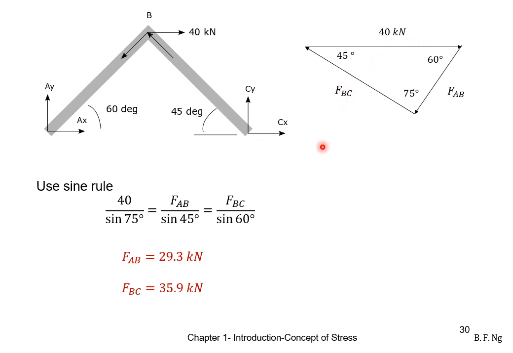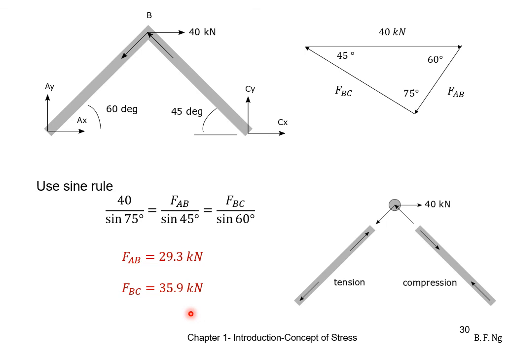Using the sine rule, 40 kilonewtons divided by sine of 75 degrees will be equal to FAB divided by sine 45, which is equal to FBC divided by sine 60. Upon solving, we get FAB equals 29.3 kilonewtons, FBC as 35.9 kilonewtons. As you have seen before, the forces in the links are in the opposite direction as computed using the force triangle. As such, link AB is in tension and link BC is in compression.